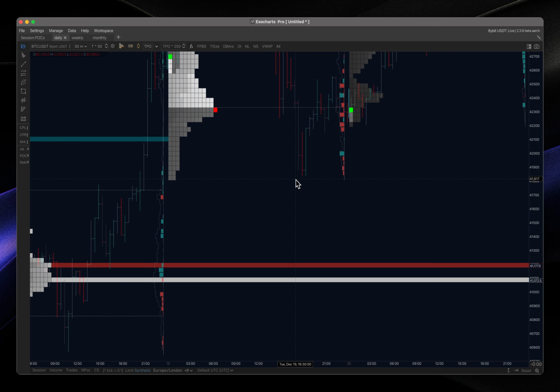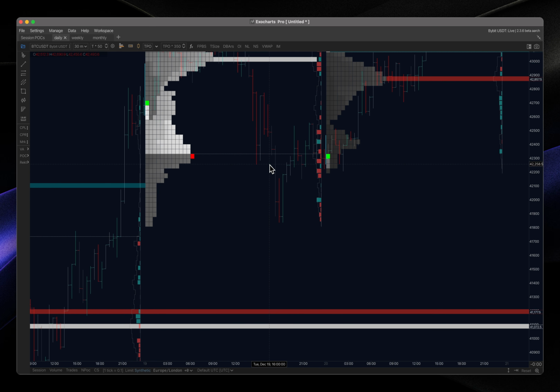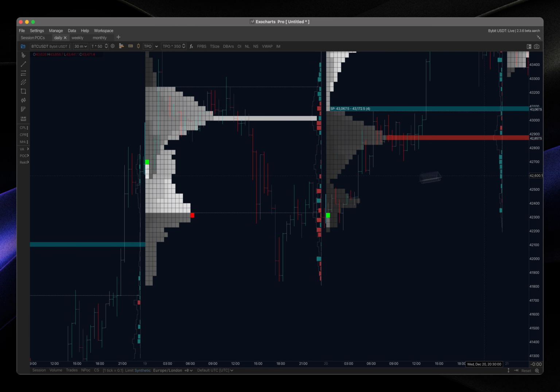Initial balance. I'm covering this because it's part of generic TPO theory. I don't look at this very much. Not really.